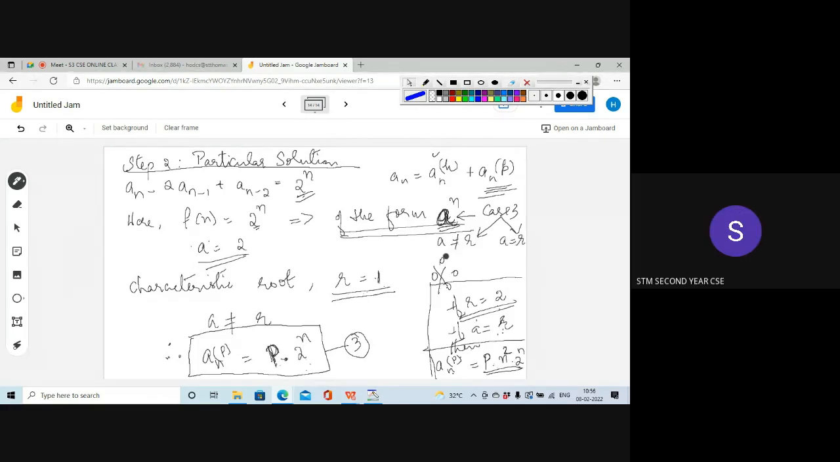If a is not equal to r, then we use this equation, that is a_n^(p) is equal to p into 2 raised to n. If both are equal, then we use a_n^(p) is equal to p into n square into a raised to n. I will write it in the next slide. Okay. Did you understand what I said?